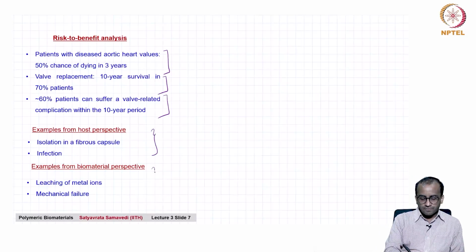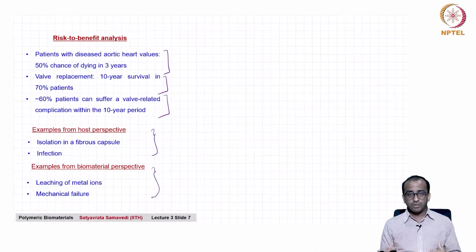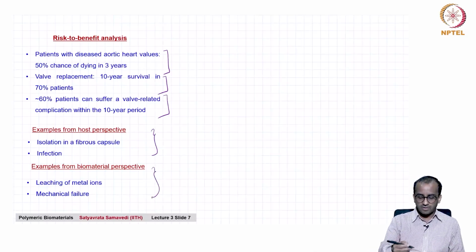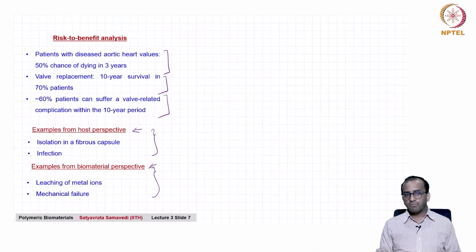In terms of risks and issues that can occur, right? So these are two examples, one from a host perspective, one from a biomaterial perspective, right? So these are examples of what if things go wrong, right? You're implanting something. What if things go wrong and don't go as planned?